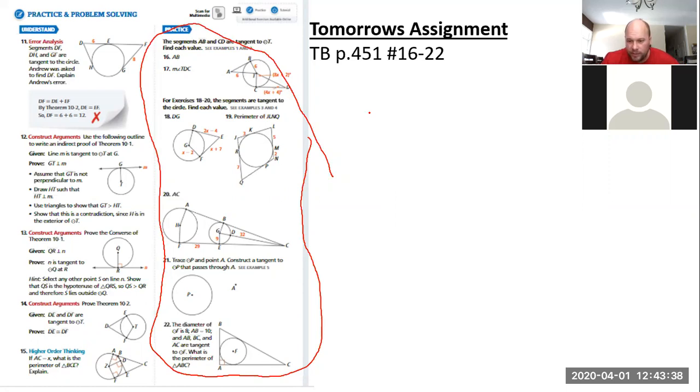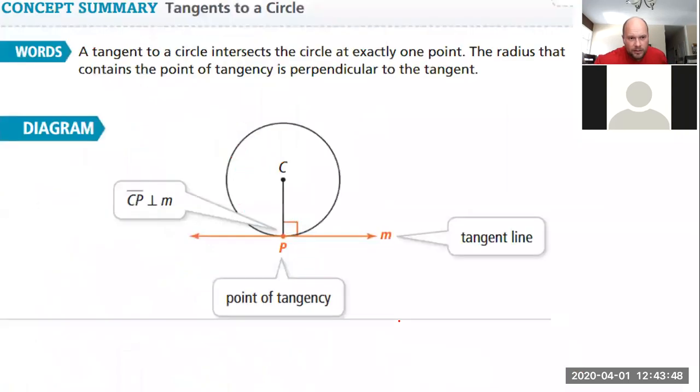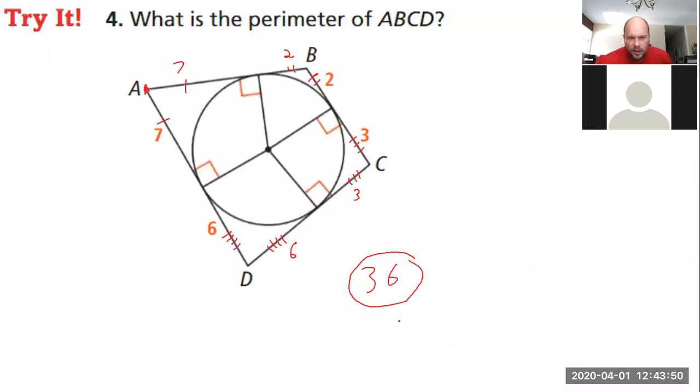Once you're done, can you go back to try it number 4? Yeah. So let's see. So you wanted to see this one? Again, for try it number 4, the trick there was all of the sides coming from the same exterior point have to be congruent. So the side that matched up with 7 was also 7. The side that was over there with 2 was also 2. The side that was with 3 was also 3. And the side that was with 6 was also 6. So when you add them all up, it gives you 36.